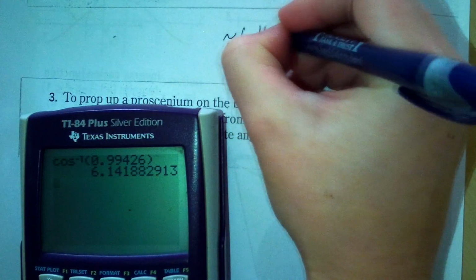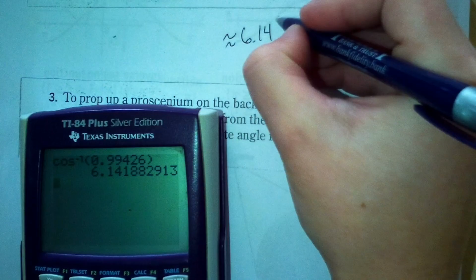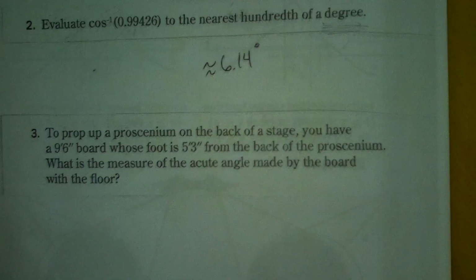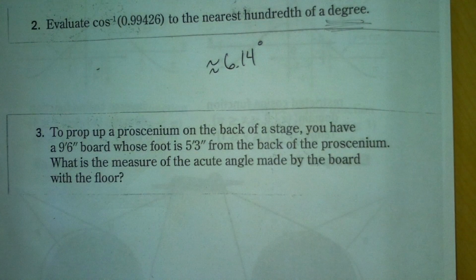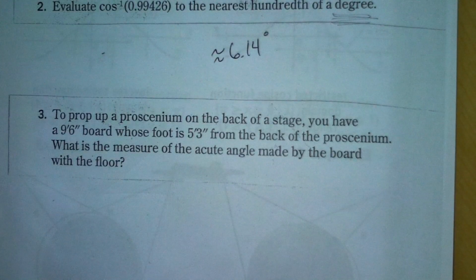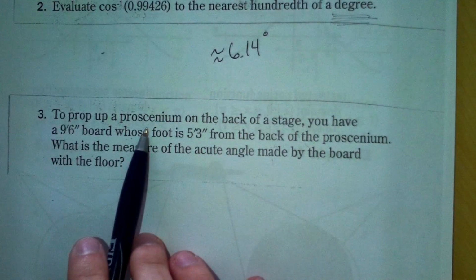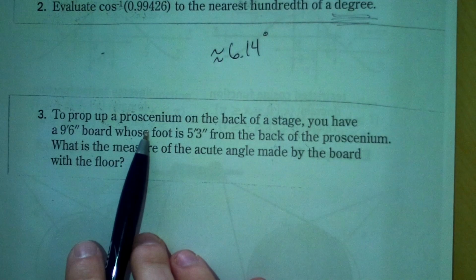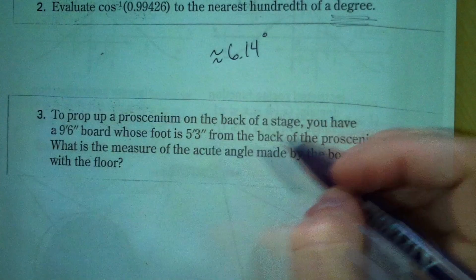I don't know. I don't think you need to really know about it, but you're propping something up to that, whatever. But you're propping it up on the back of a stage, and you have a 9'6" board whose foot is 5'3" from the back of whatever that proscenium thing is. I think it's just like a wall thing or something you lean it up to. And then what's the measure of the acute angle made by the board with the floor?